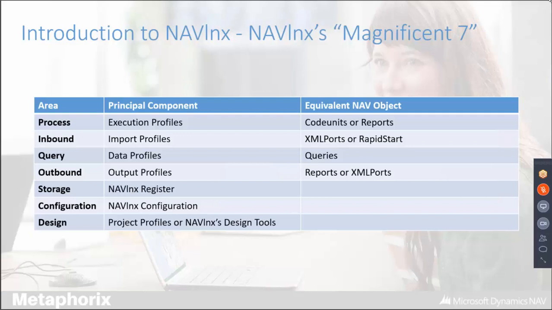The sixth, configuration. Its principal component is NAVLNX configuration. And in a nutshell, this allows users to define customization to the NAVLNX solution or a part of the processes they might be building using NAVLNX. And then last but not least, the area of design. The principal components here are project profiles or NAVLNX design tools. And this covers in the main the ability to design and test NAVLNX functionality.